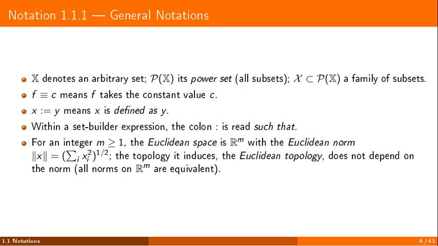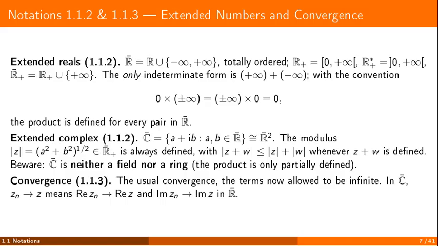One last piece of vocabulary we will rely on: Euclidean space. Simply R^m, with its usual notion of distance, whose topology does not depend on the norm we choose. Here we make infinity a legitimate value. The extended reals add plus and minus infinity to the line, and the only forbidden operation is adding plus infinity to minus infinity. Every other combination is given a definite meaning, including the convention that 0 times infinity is 0, which will matter constantly in integration.